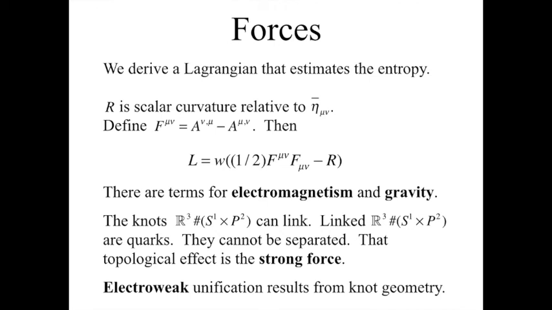The knots R3 # S1 × P2 can link to each other. And if they are linked to each other, we see that they are quarks. They cannot be separated from each other, and that topological effect is the strong force. The electroweak unification results from knot geometry, because the knot geometry bulges up out of the manifold in a way that is not parallel to flat spacetime. And the dynamical behavior of fields on that geometry is distinct from the behavior of fields on flat spacetime. And taking into account the knot geometry, you can describe the behavior of the fields in a way that is consistent with electroweak unification.